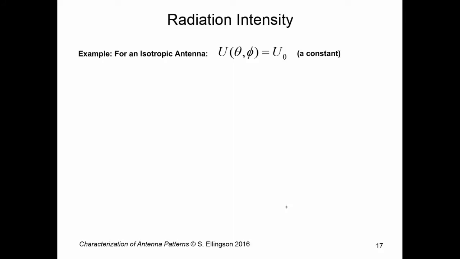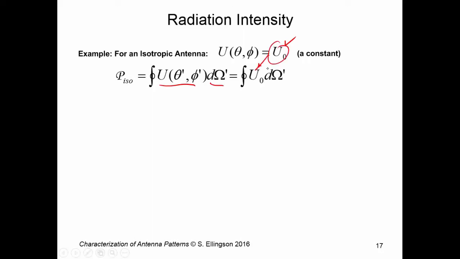So for an isotropic antenna, and that's one that produces a uniform power density as a function of theta and phi, well, we see right away that the radiation intensity must be a constant with respect to theta and phi. So we can figure out what the total power is using the previous expression. That's radiation intensity integrated over solid angle. Solid angle is just a constant, so we get this expression. Since radiation intensity is a constant, we can pull it out of the integral. So for an isotropic antenna, we find that the radiated power is 4 pi times the radiation intensity. That's the relationship for an isotropic antenna.